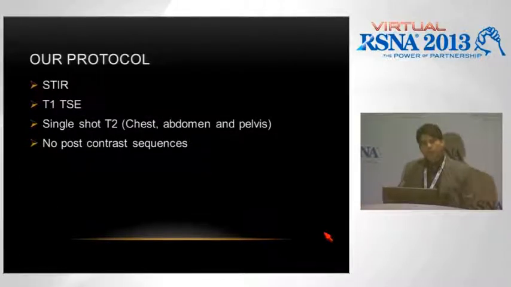So this is the protocol at our institution currently for a lot of the whole body imaging that we do. STIR typically in the coronal plane. I showed you some of the T1 TSE, and the single shot we use predominantly for the chest, abdomen, and pelvis. And we don't do post-contrast imaging, and diffusion as yet is something that I don't use routinely for whole body, although it's incorporated as part of our whole body MR PET protocols.